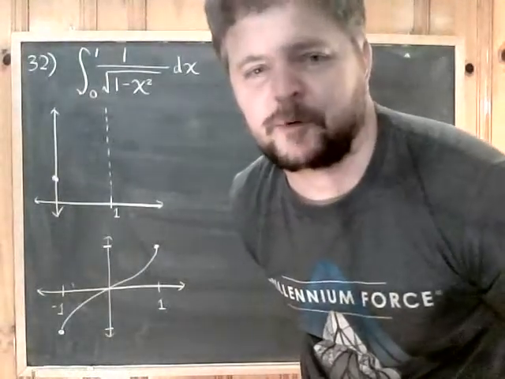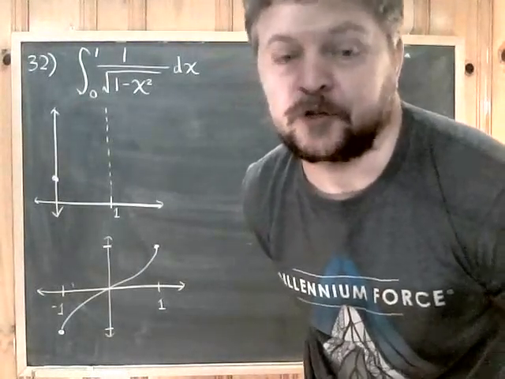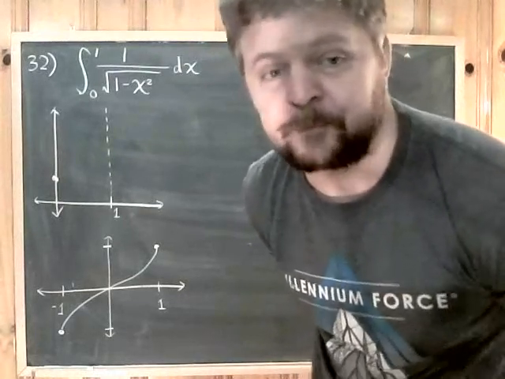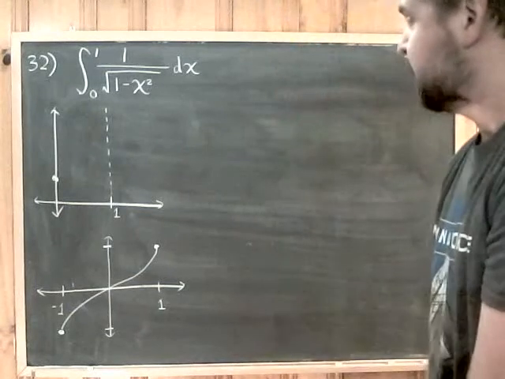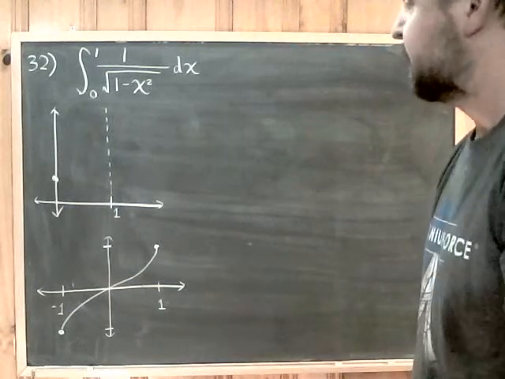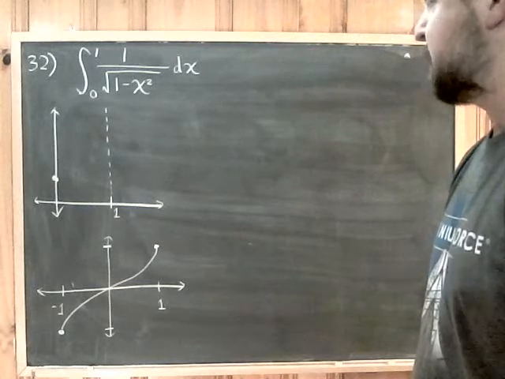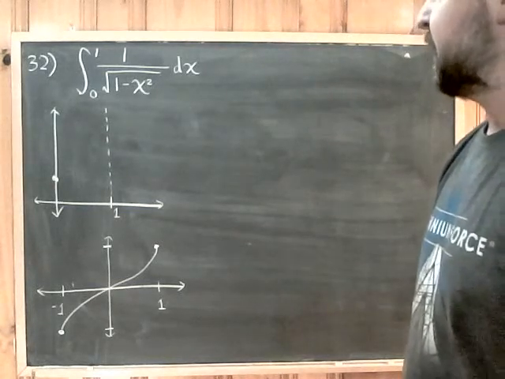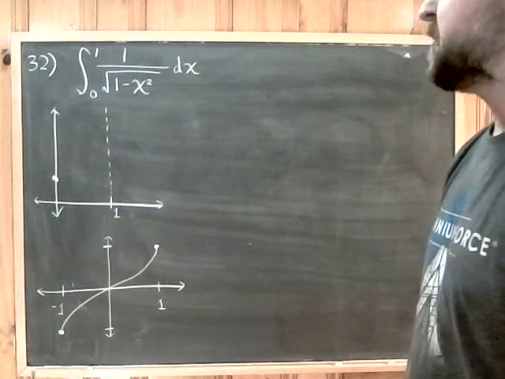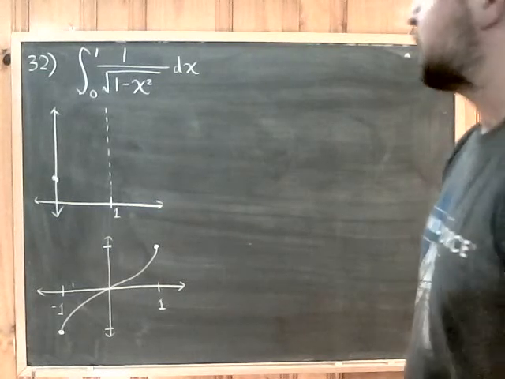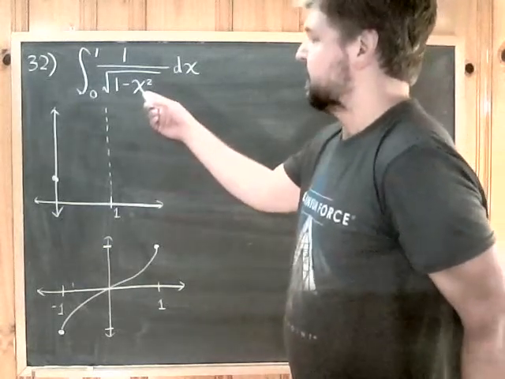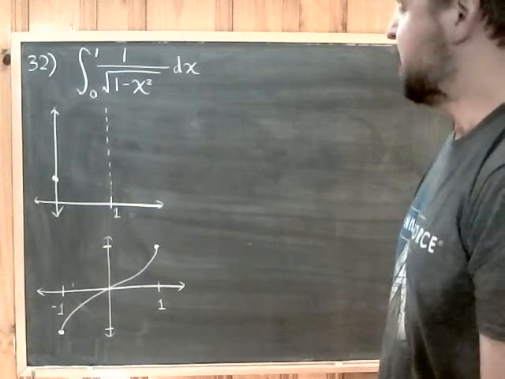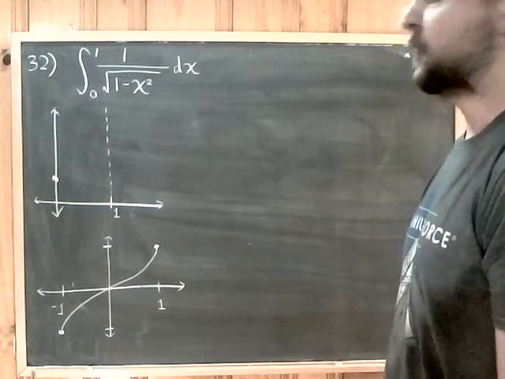Here's another even number, number 32, but it's also a good one for a vertical asymptote example. So this integral says 0 to 1 of 1 divided by the square root of 1 minus x squared dx. You are supposed to notice when you do these problems that there's a vertical asymptote at one of those endpoints, and that's going to make it a problem that we have to take a limit to find.